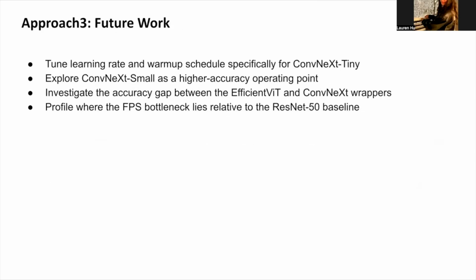For future work, I would want to tune the learning rate and warm-up schedule specifically for ConvNeXt Tiny, as well as explore ConvNeXt Small as a higher accuracy variant, and also investigate what is going on at the low level and profile where the FPS bottleneck is relative to the ResNet 50 baseline. That's it. Thank you for listening.